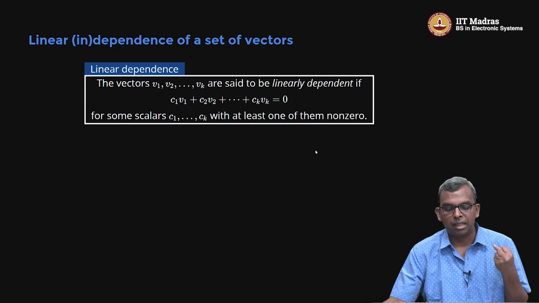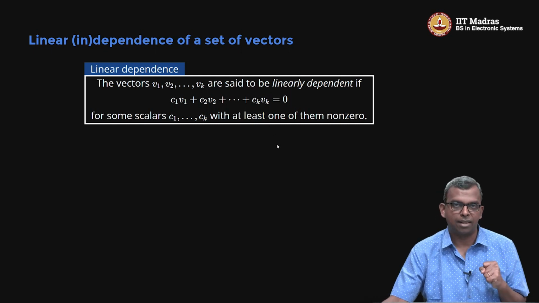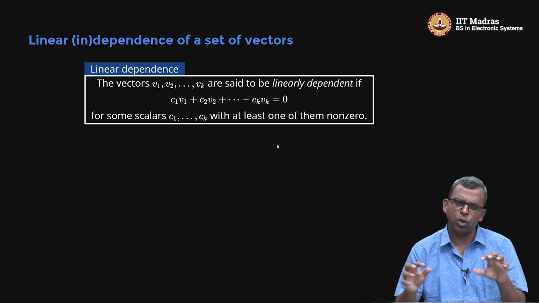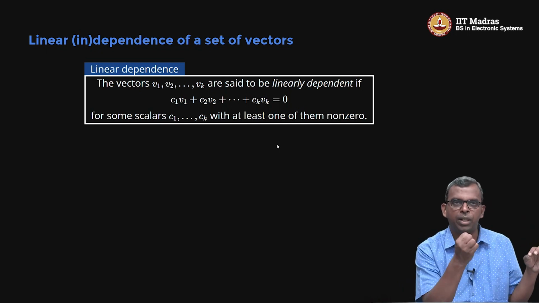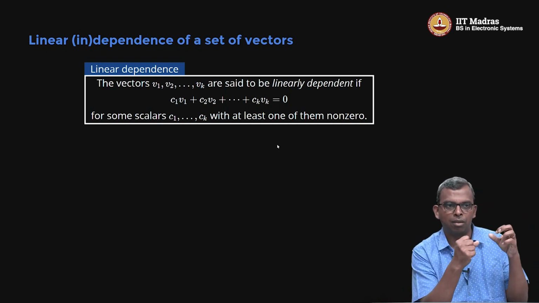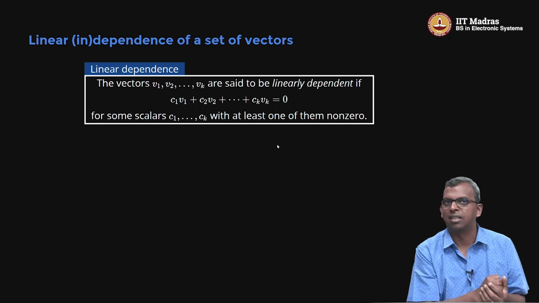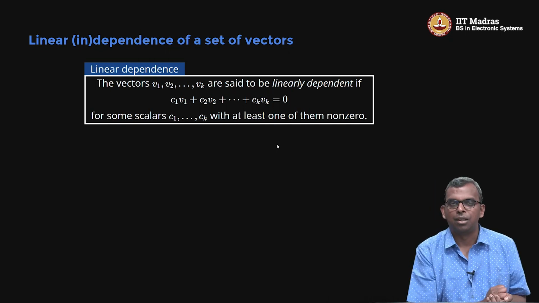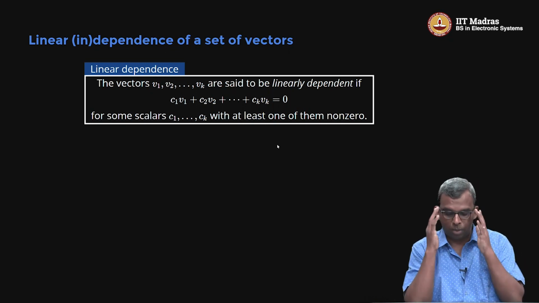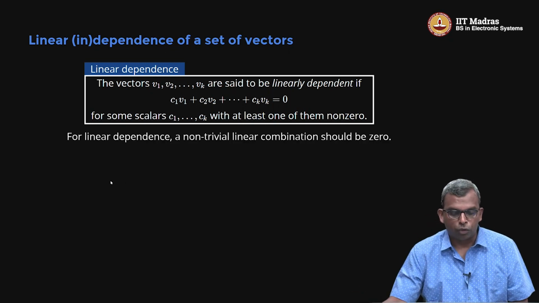I hope this is clear. This is a very nice simple condition that we stated. You can go back and connect it to the previous one, right? So when V2 was non-zero, I said V1 should be a scalar multiple of that, and you get a linear combination to be 0. All of that is true. Okay, go back and check. For linear dependence, a non-trivial linear combination should be 0. This is the general definition.